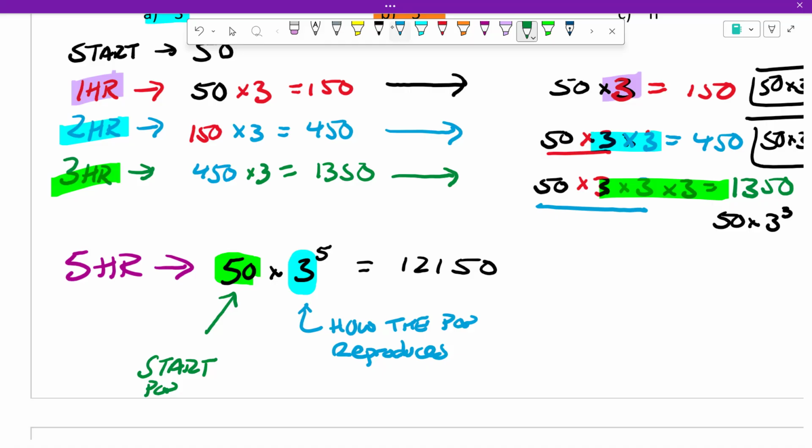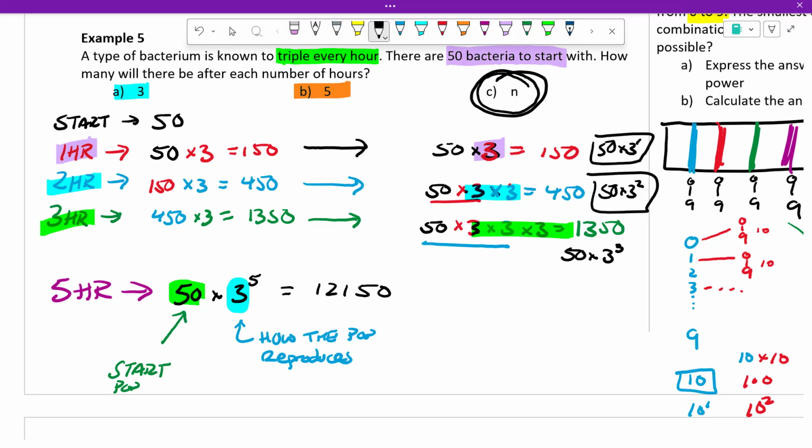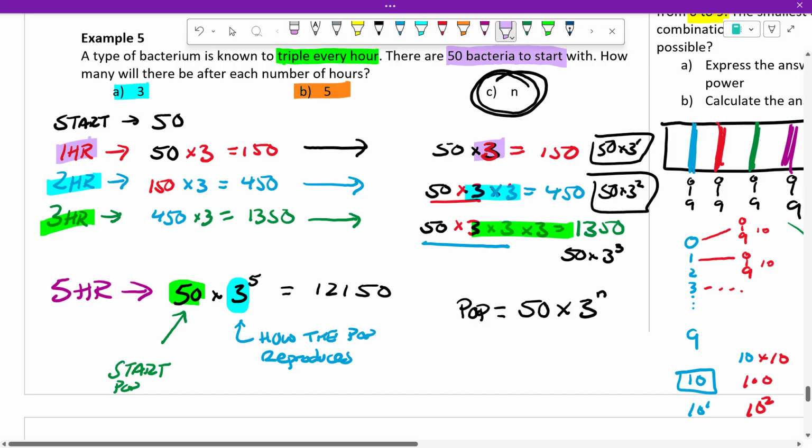Now, every once in a while, the question will say, can you give me a formula for n? All they're asking you is to come up with a generic formula. So for our bacteria, our population is equal to 50 times 3 to the exponent n, where n is whatever hour you want. If you want 5 hours, you take the n out and you put 5 in. If you want 7 hours, take the n out and you put 7 in. That's all it's saying.